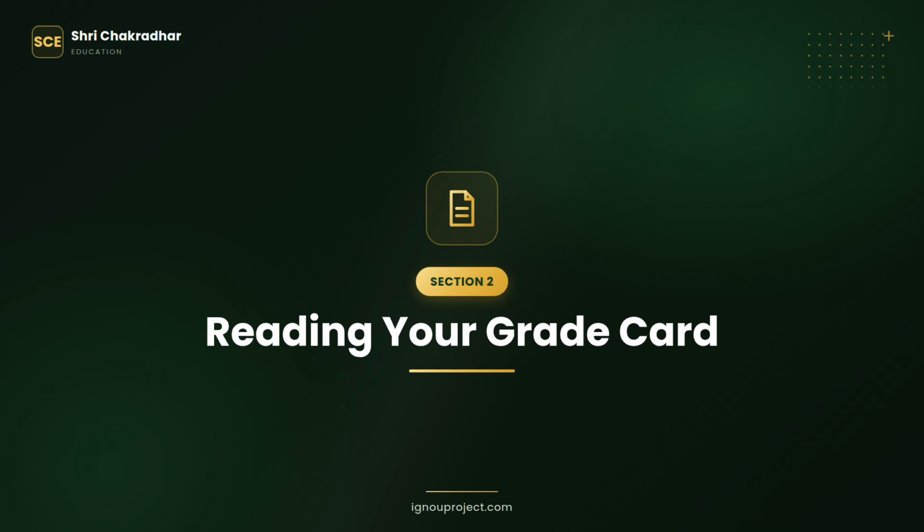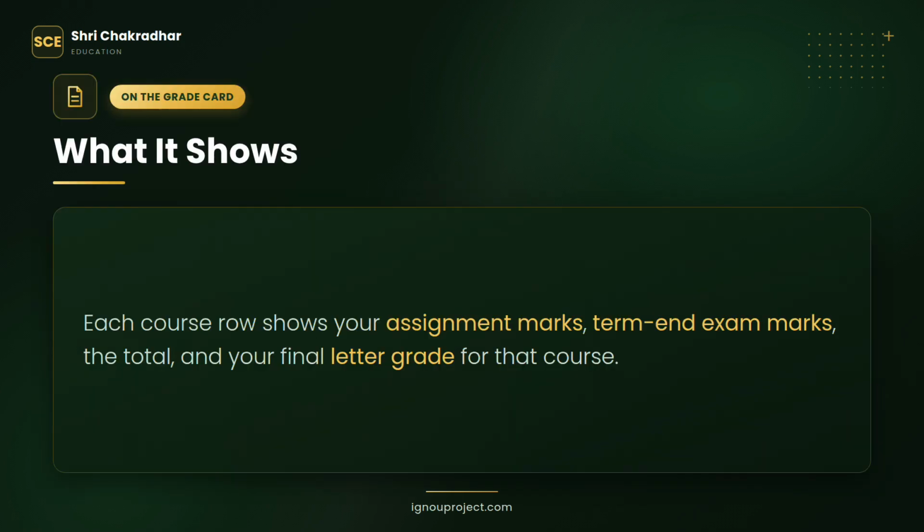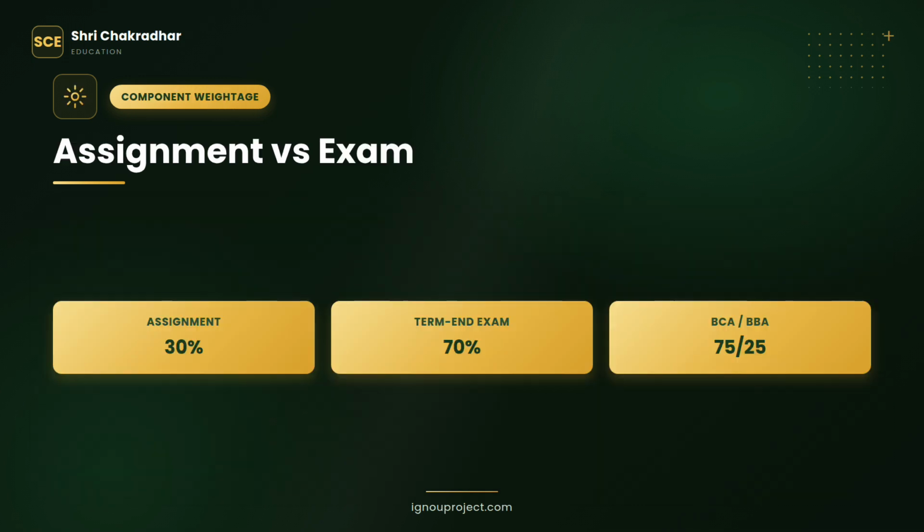Your IGNOU grade card is the source of every number you need. On the grade card, each course row shows your assignment marks, your term-end examination marks, the total, and your final letter grade for that course. For most IGNOU programs, the assignment carries 30% weight, and the term-end examination carries 70%. Some programs like BCA use a 75 and 25 split, so always check your program guide.